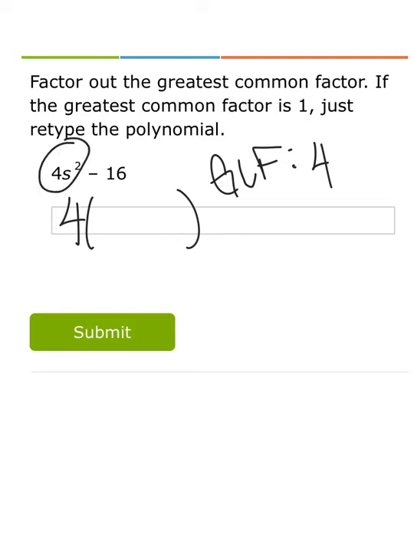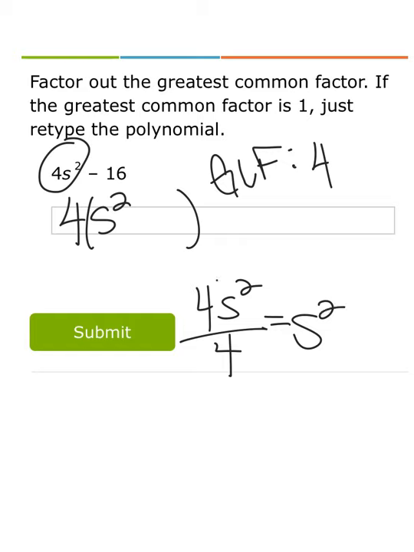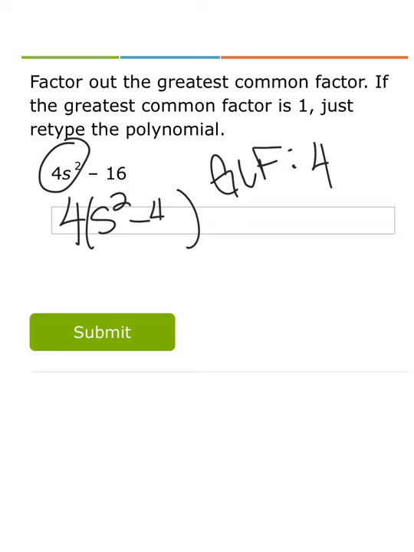Okay, if I start with the first term, 4s squared divided by 4. Well, 4 divided by 4 is just 1, and then s squared divided by no variable at all would still just be s squared. So you're just left with s squared. Okay, moving on to the second term. Negative 16 divided by 4 is just negative 4. So my answer would be 4 parentheses s squared minus 4.